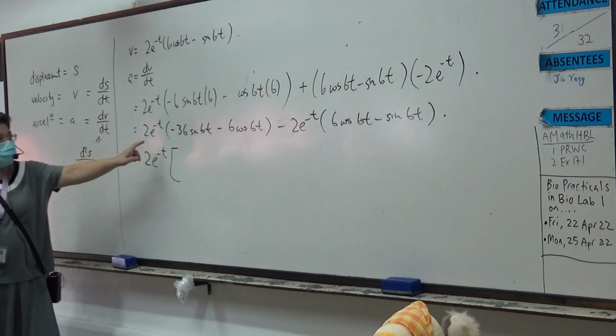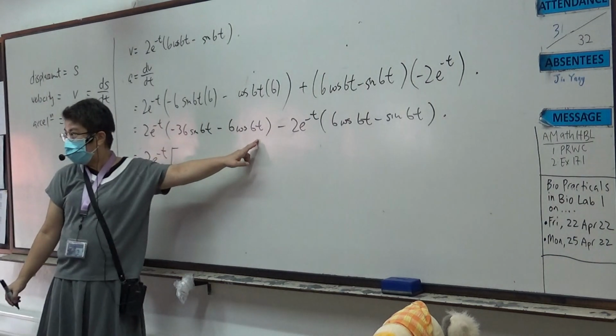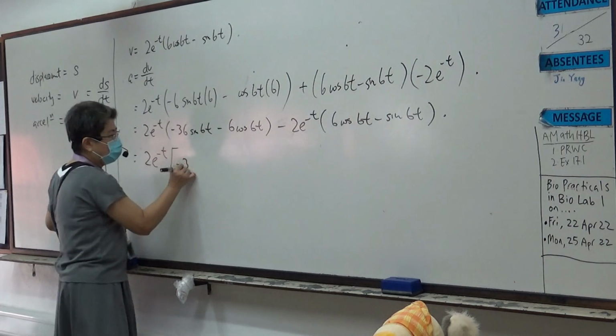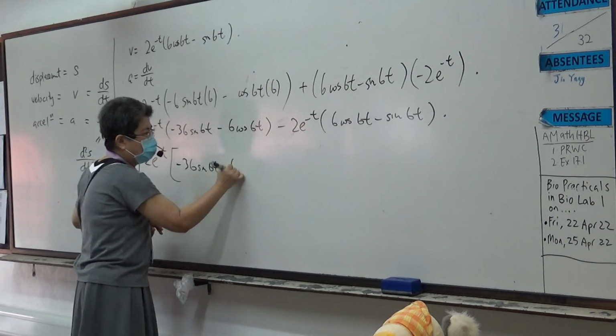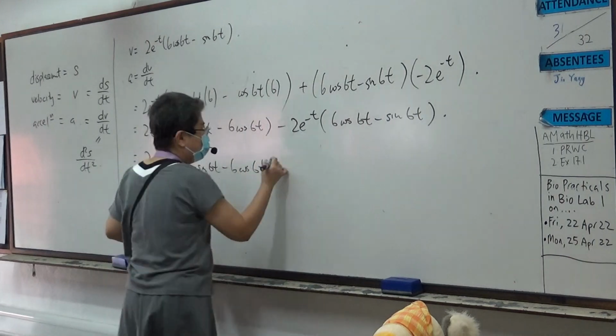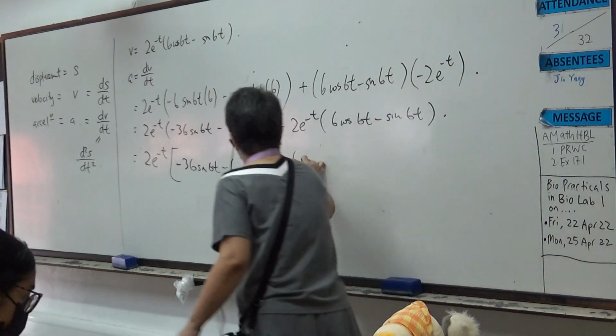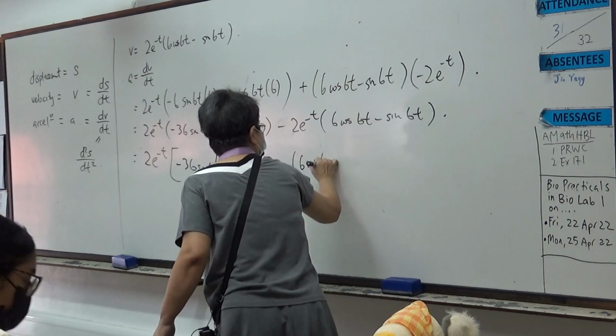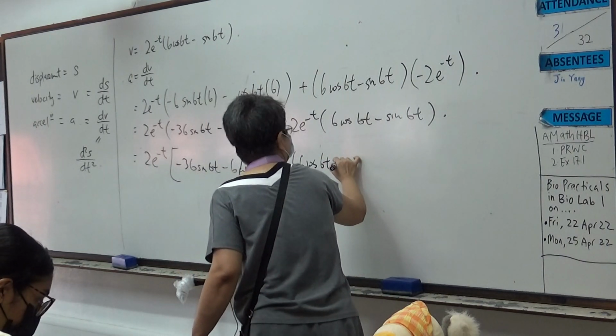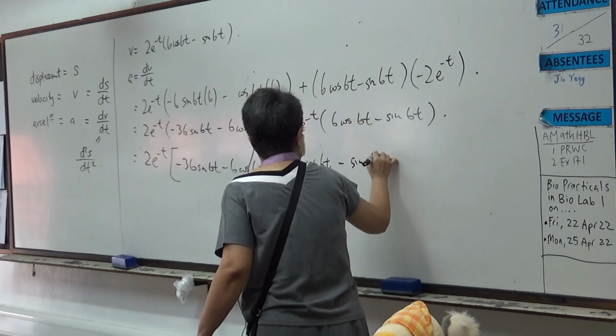If I take this out, this one only left this one out, right? Alright, so I will have, okay? Then I will have to minus this one, right? Alright, so what do I get? 6 cosine 6t. What is this? Minus sine 6t.